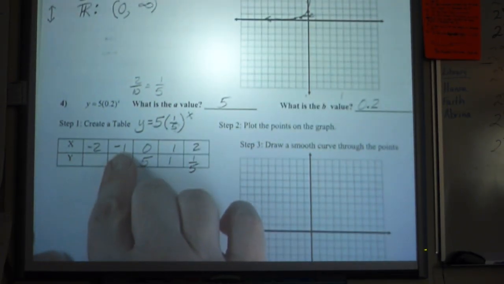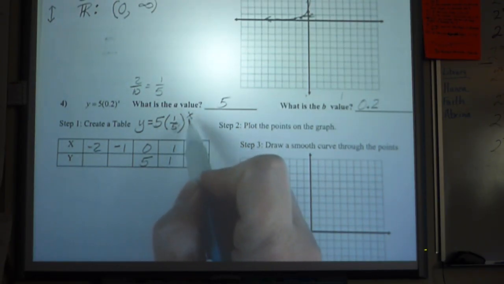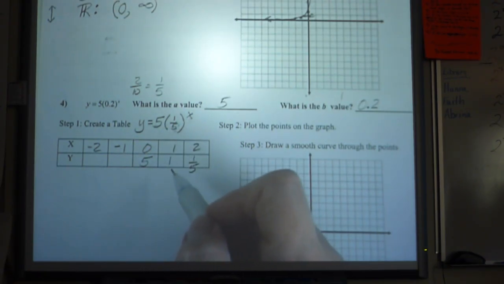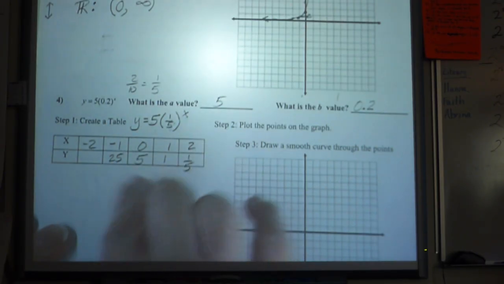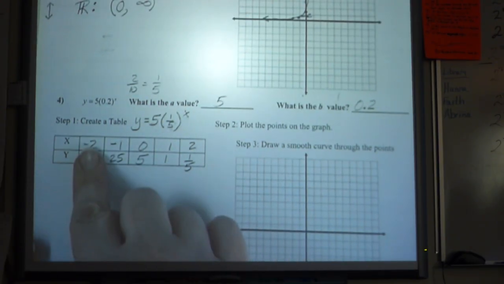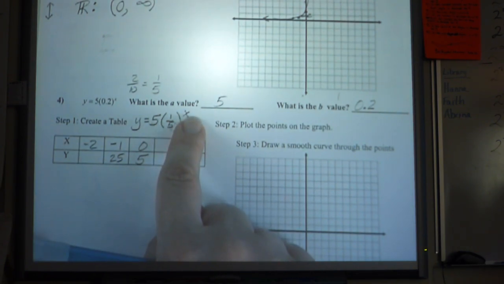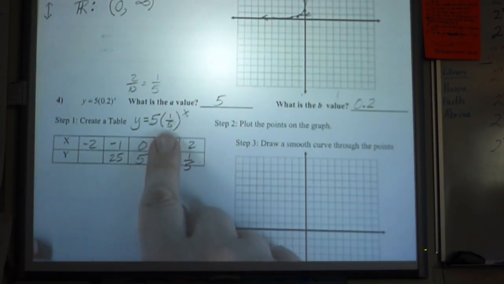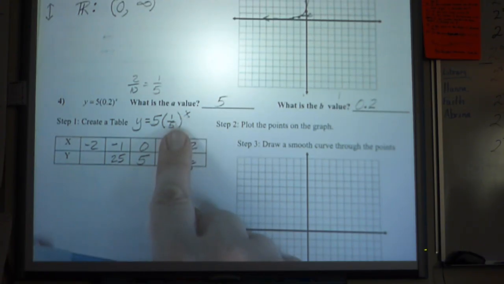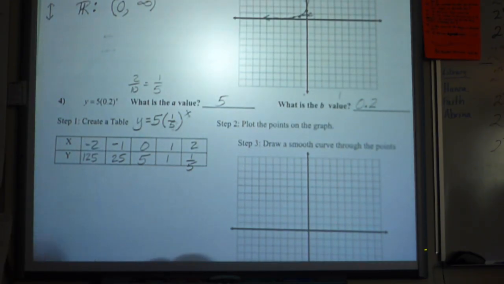If x is -1, I have 1/5 to the -1 power, which I can take the reciprocal and have 5 to the first power. Then 5 times 5 gives me 25. Remember, we're not going to see that reciprocal relationship in our table because we are multiplying by 5 at the end. If x is -2, I'll have 1/5 to the -2 power. I want to make that power positive so I can take the reciprocal inside. I would have 5 squared, which is 25, and then 25 times 5 will give me 125, which is going to be way off my chart.